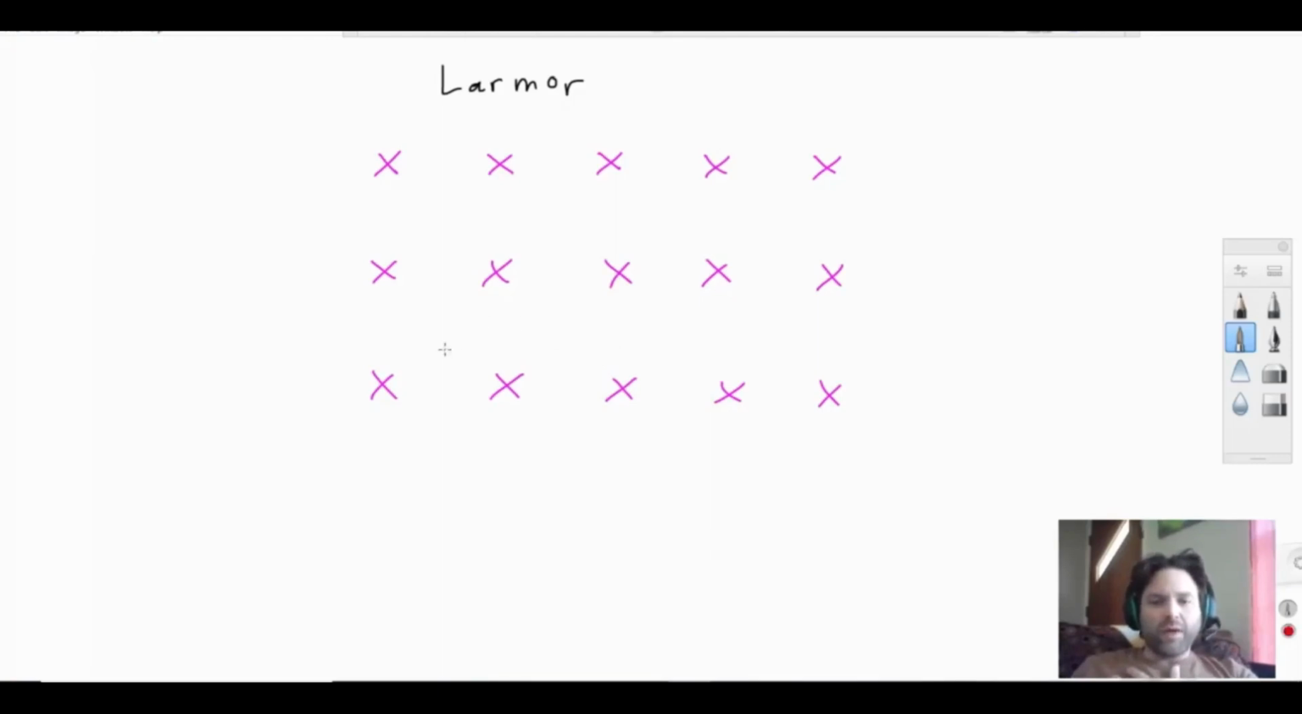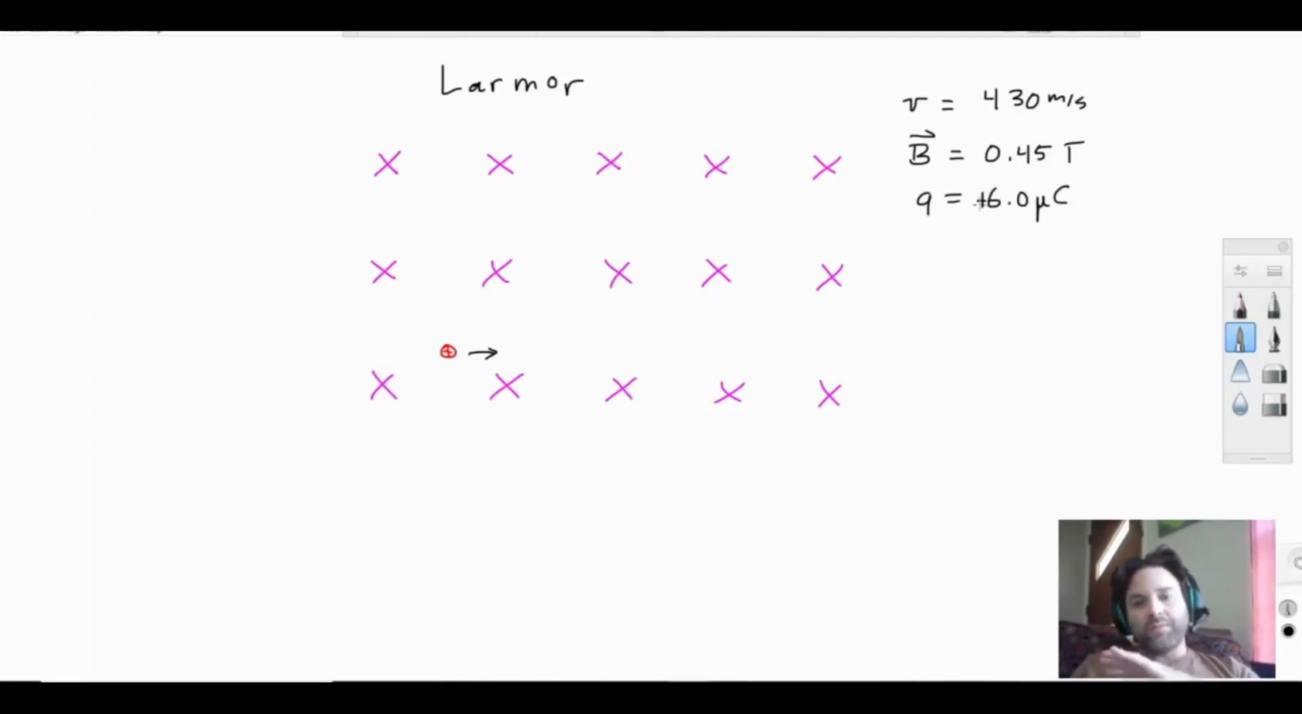So if we have a positive charge, and the positive charge is initially given a velocity to the right, then let's give it a number. Let's say that it's moving at 430 meters per second, and we know that the magnitude of the B field is 0.45 Tesla, and we know that the charge has a magnitude of 6 microcoulombs. Positive. Then we can actually determine both the magnitude and direction now. It's not hard for us to find.